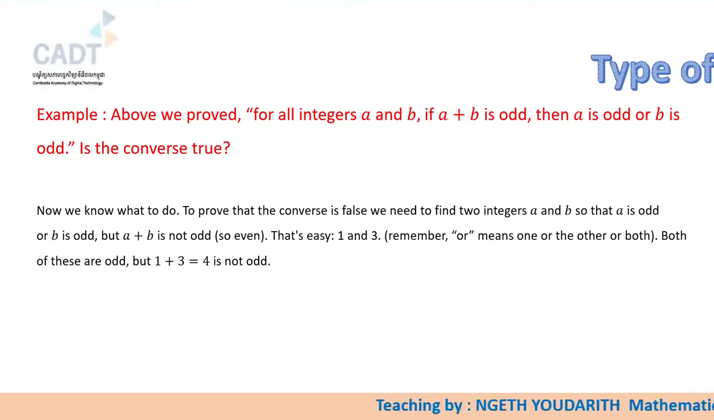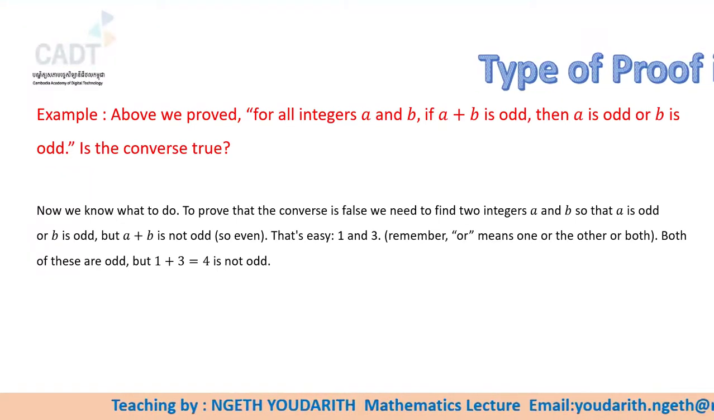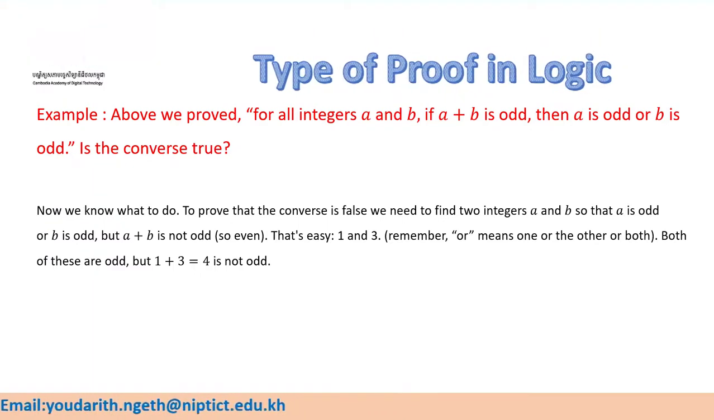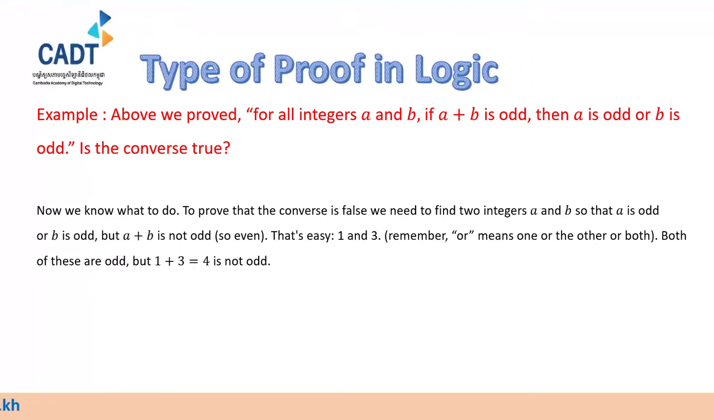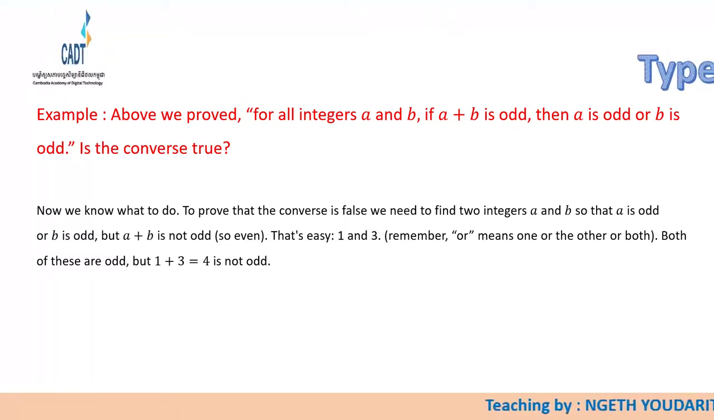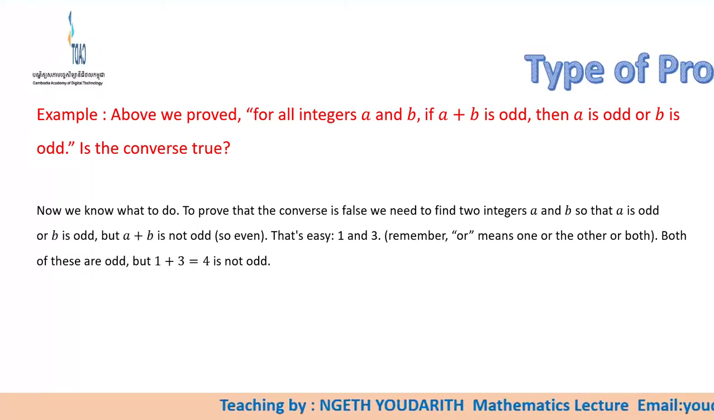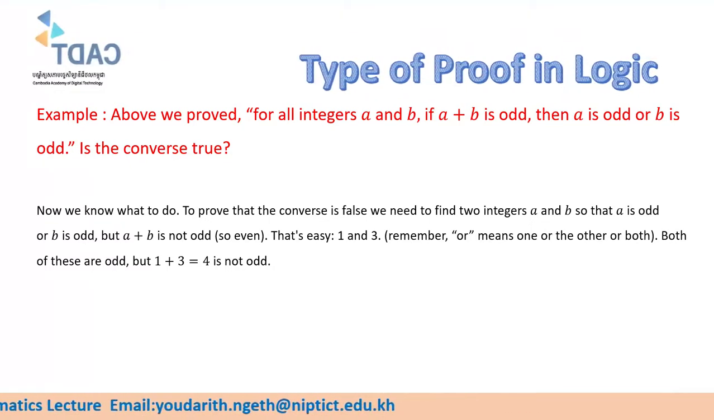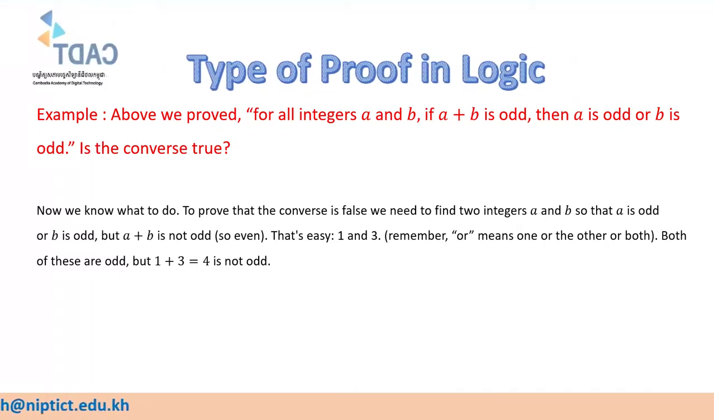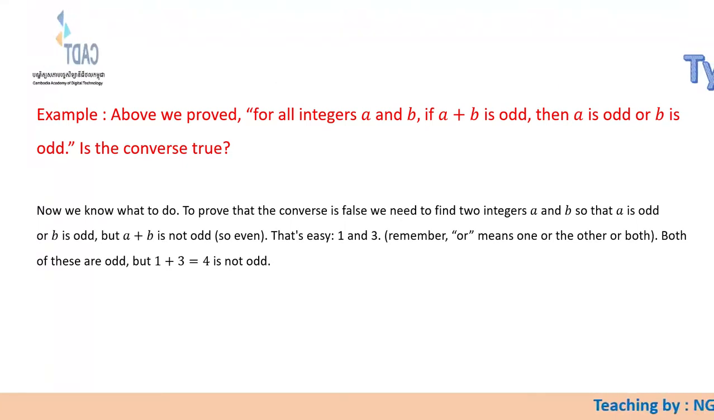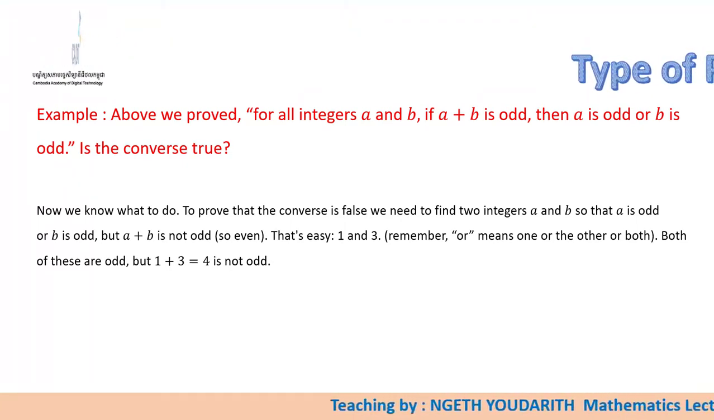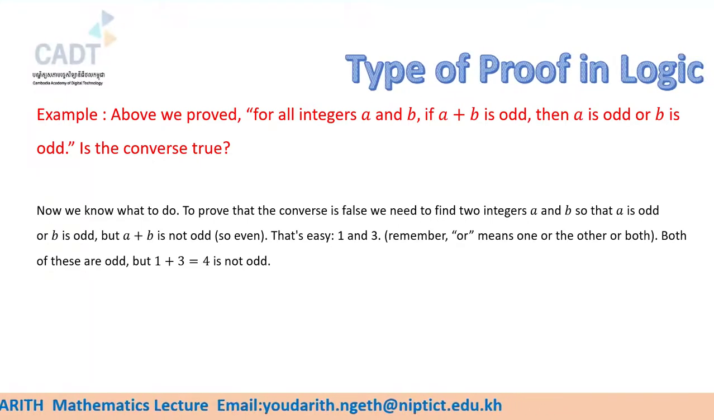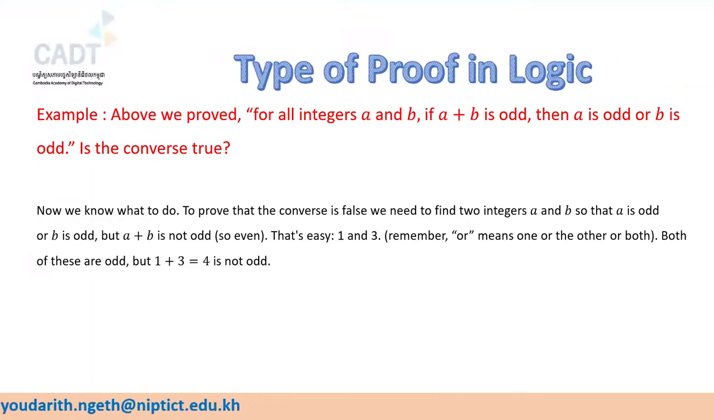Example: we proved that for all integers a and b, if a plus b is odd, then a is odd or b is odd. Is the converse true? Now we know what to do. To prove the converse false, we need to find two integers a and b such that a is odd or b is odd, but a plus b is not odd, so it is even. For example, a equals 1 and b equals 3, both odd. Then 1 plus 3 equals 4, which is even, not odd.